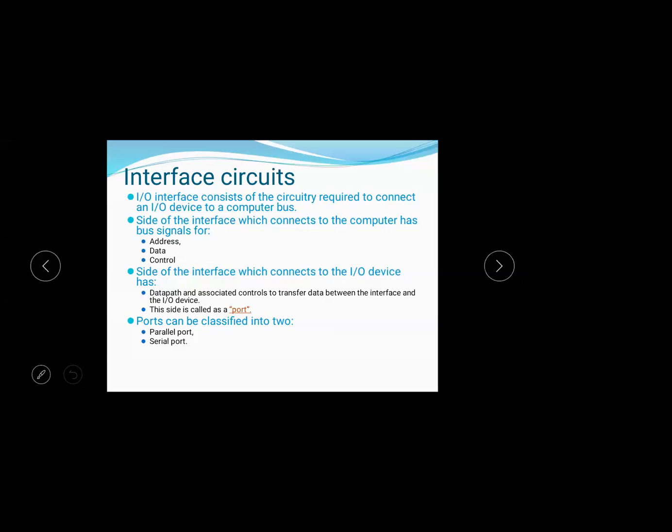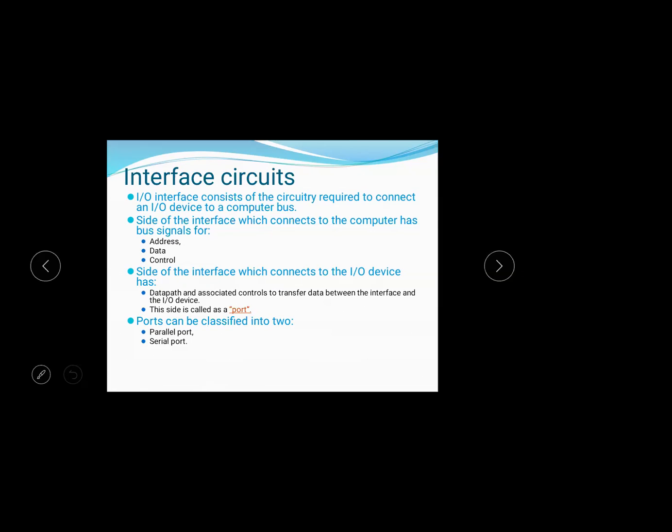All these data paths are there to transfer data from the I/O device to the interface. This side is known as a port, I/O port, input port, output port, through which we have connected the I/O devices. Okay, ports can be classified into two types: parallel port and serial port.